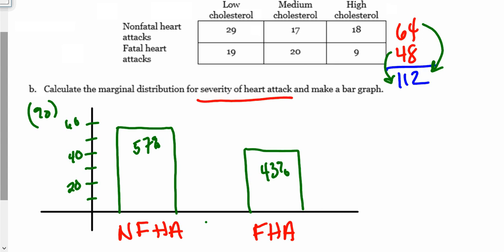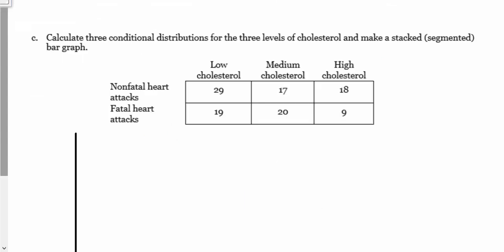Okay, so again, this is a great graph. It's very informative. However, it only tells us about one of the 2 variables. It only tells us about heart attack severity. It doesn't mention cholesterol. So that's where it's really nice to have your segmented or your stacked bar graph, because now we'll be able to show both pieces of information together. And you can actually do both pieces of information together in 2 different ways, which is very exciting.